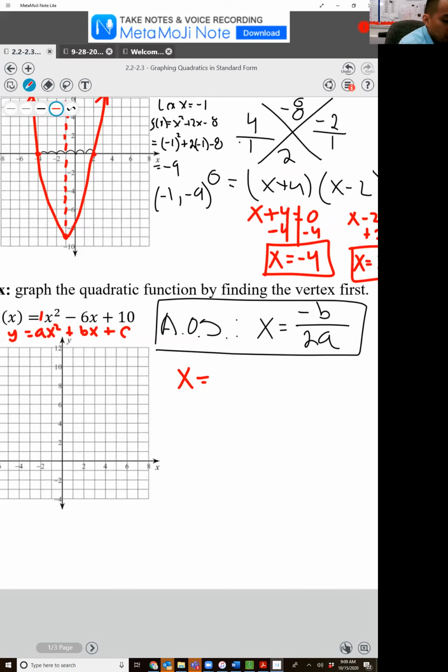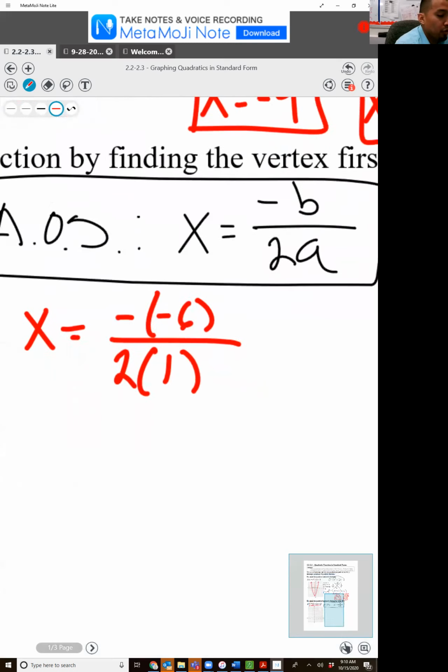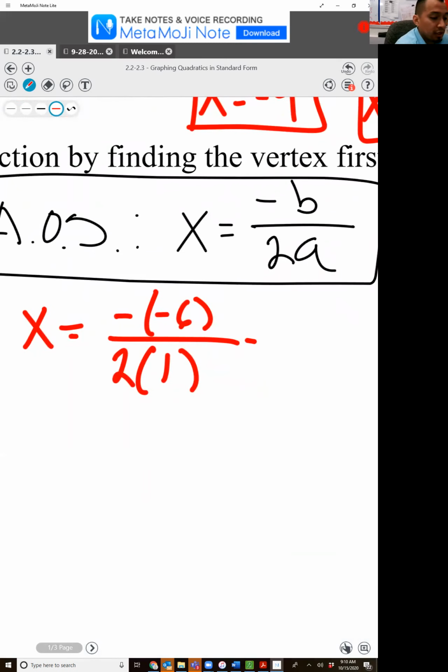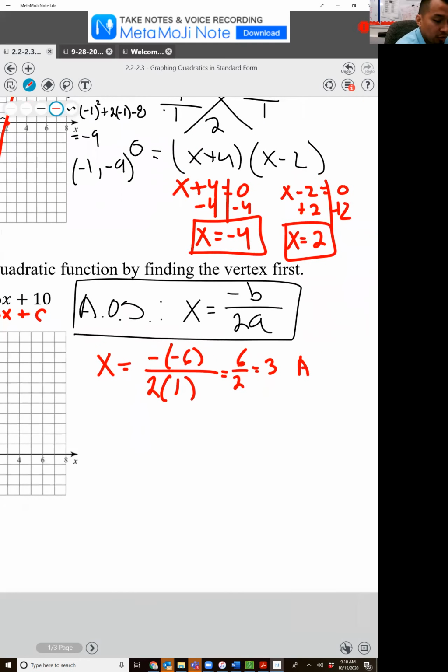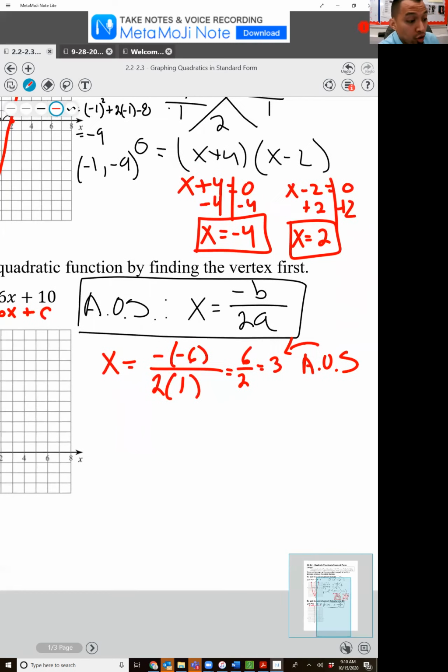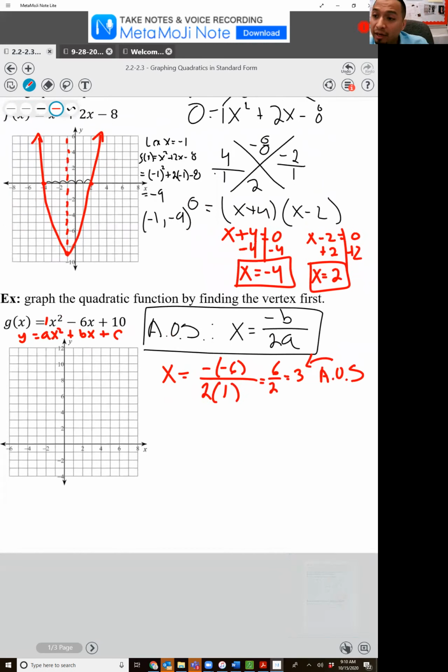So x equals negative b, which in this case is negative 6. And again, notice how I'm putting parentheses around it. Divided by 2 times a, which in this case is 1. You can go ahead and simplify this. This is going to equal 6 over 2, which will eventually equal 3, which means that your axis of symmetry is 3. Now, again, I have my input value.